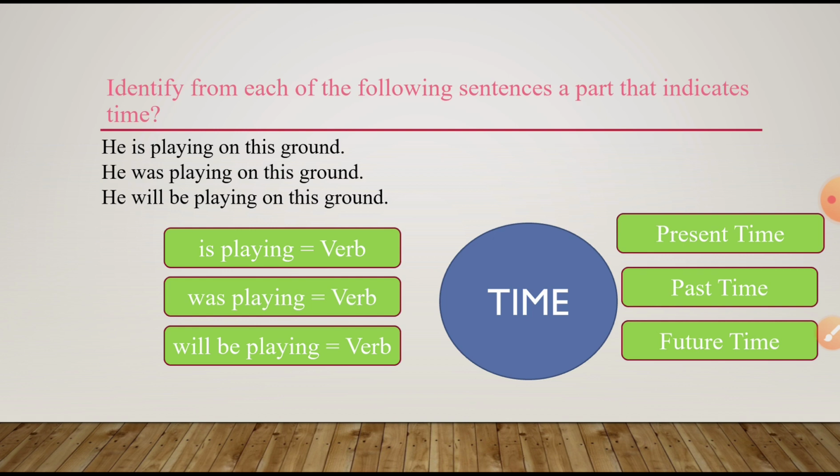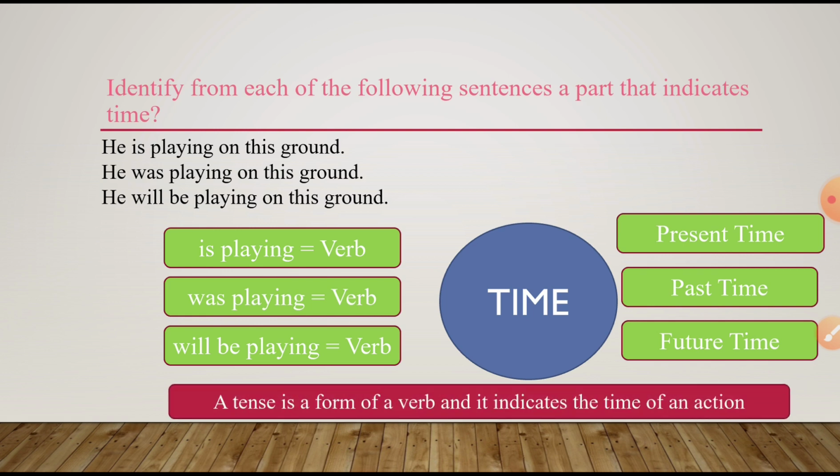Friends, to be a good communicator, we must be competent enough to state the time of action in the correct way. In English, to talk about the time of action, we must use the proper structure, and these structures are studied under the topic tense. So what does it mean by tense? Tense is a form of a verb and it indicates the time of an action.